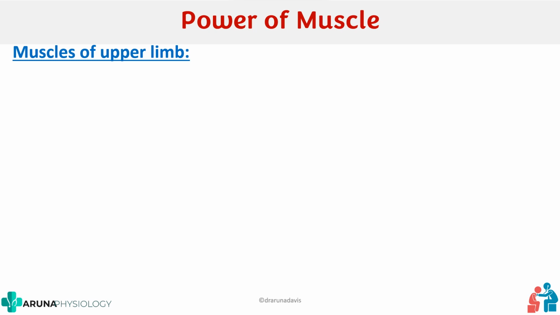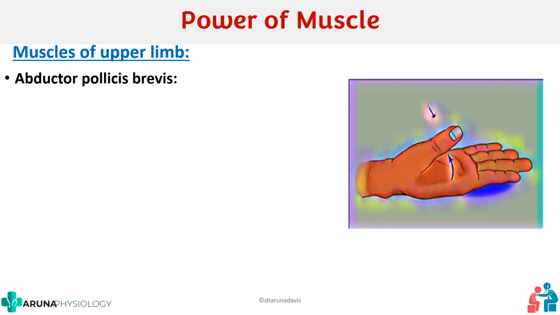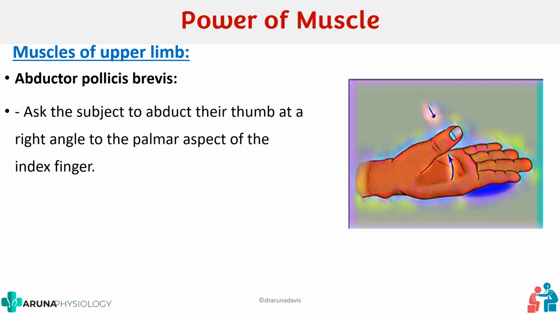Starting from the fingers, the first muscle is the abductor pollicis brevis. To examine the abductor pollicis brevis, we ask the subject to abduct the thumb at a right angle to the palmar aspect of the index finger. See, here the thumb is moving in an upward direction, which means the plane of abduction is perpendicular to that of the plane of the palm.